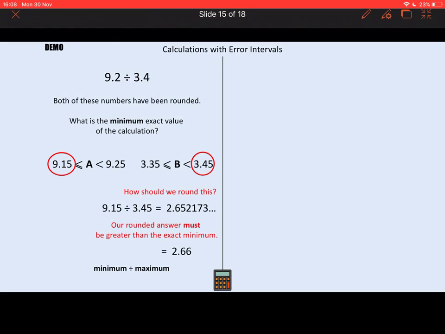And the reason it's 2.66 is I've got this bit here, 2173. I can't round down because that would mean that it's smaller than my minimum. And I can't have that. So I have to just round everything up. Okay?